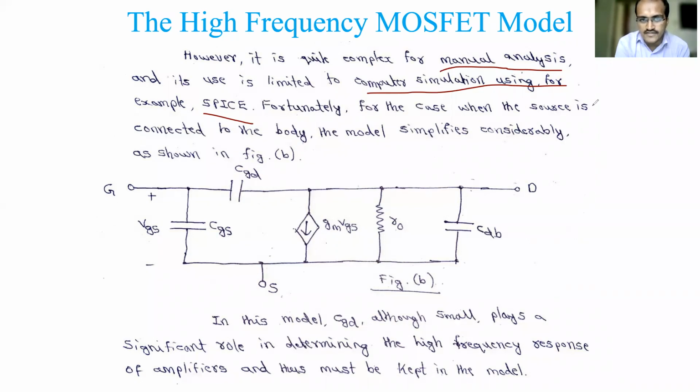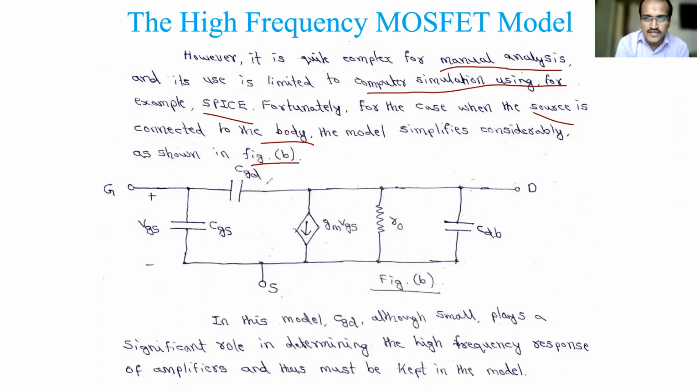Fortunately, for the case when the source is connected to the body, the model simplifies considerably. Even in our discussion we have said that source and body are at the same potential, so you can club those. Because of that, the fourth terminal, the body part, we will remove. Because of that, the CDB and CSB part will go away. So the figure B shows that now.